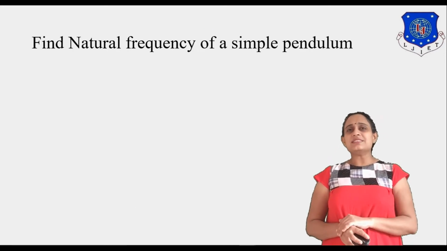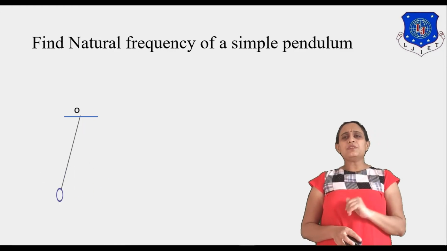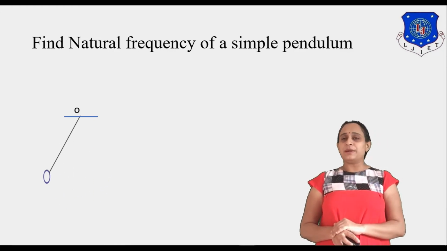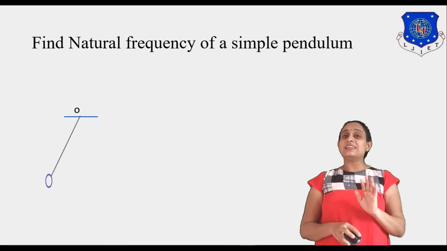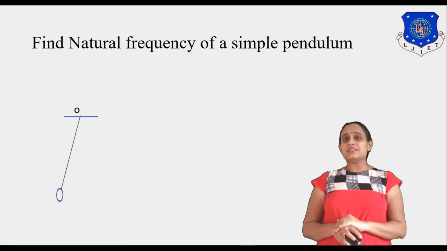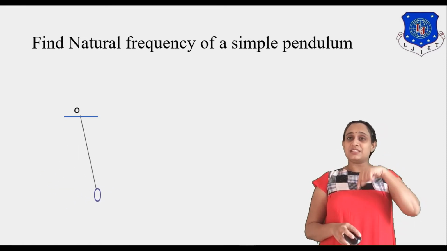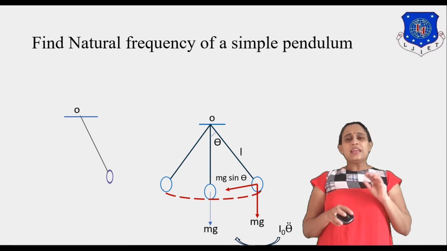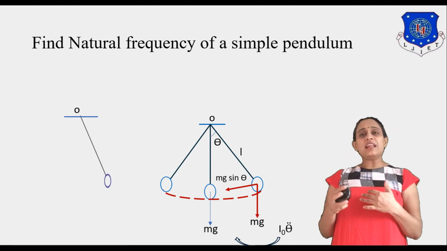So now let us have our simple pendulum. O is the point of oscillation. M, we will consider as the mass of the pendulum, and the length of this pendulum we are considering as L. So the total weight applied on this system is mg, which is in the downward direction. If the mass will move and return, what will happen?